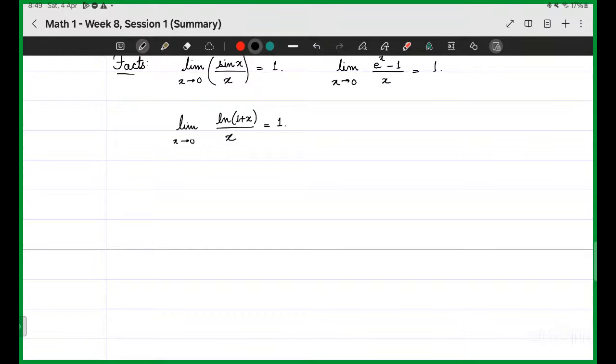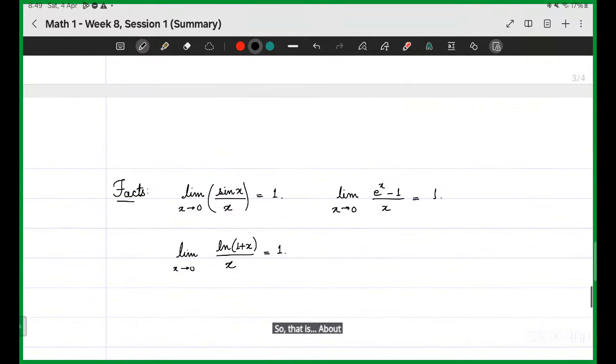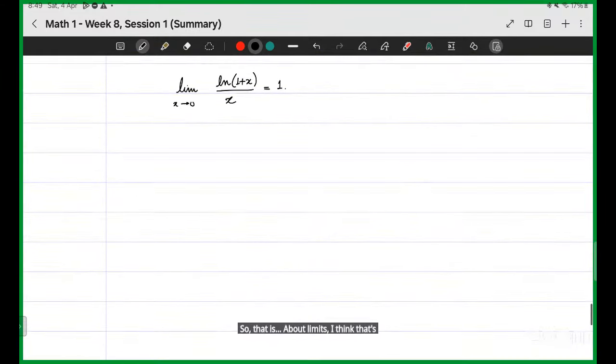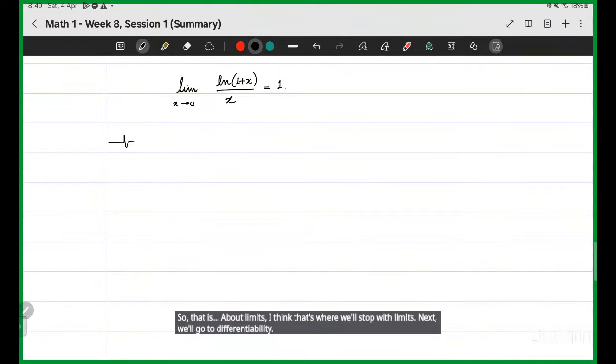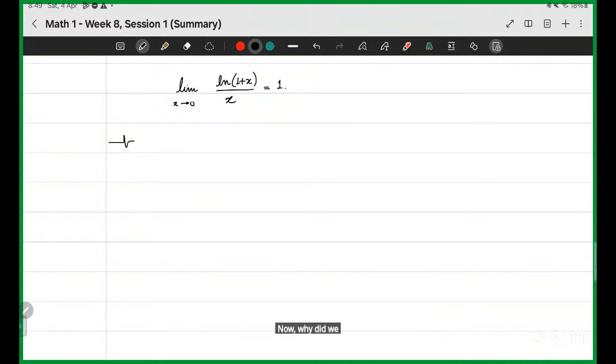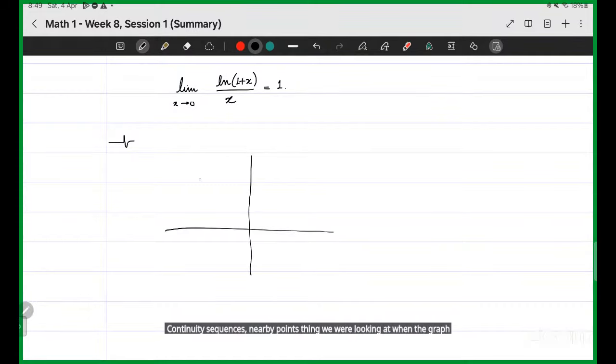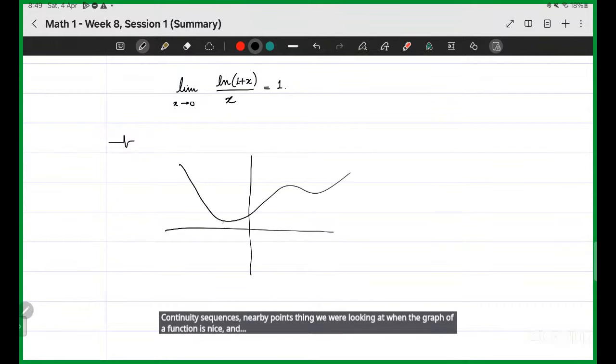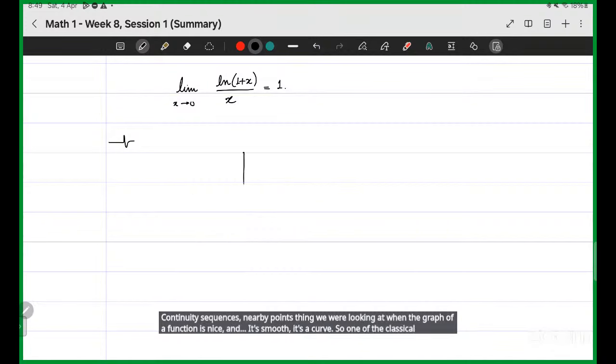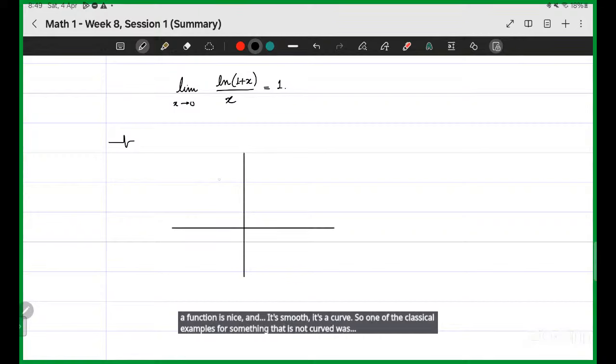So that is about limits. I think that's where we'll stop with limits. Next, we'll go to differentiability. Now, why did we even start with the limits? Continuity, sequences, nearby points. We were looking at when the graph of a function is nice and smooth. It's a curve. One of the classical examples for something that is not curved was the modulus function.